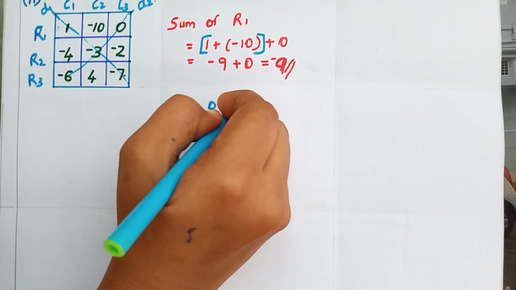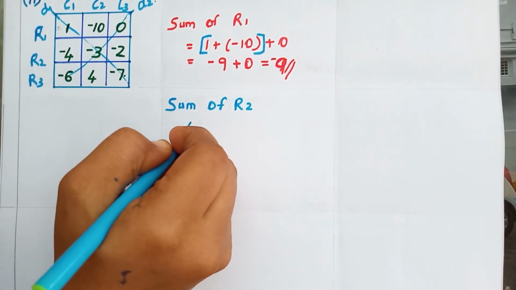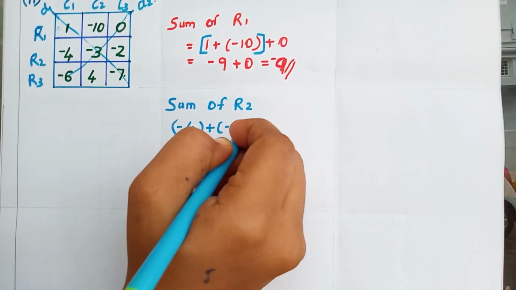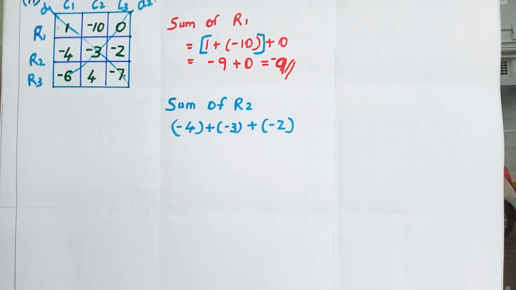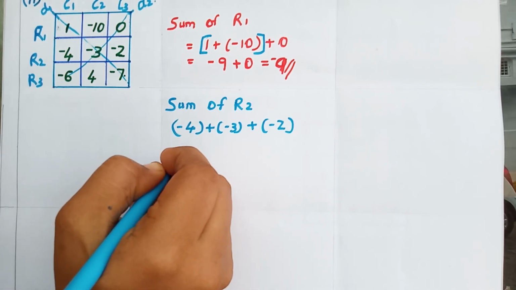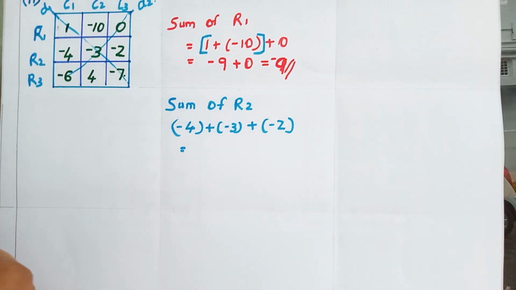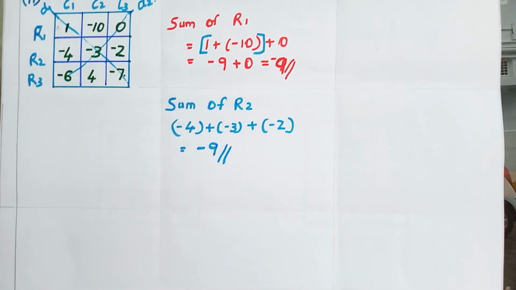Okay. Next we are going to find out the sum of the numbers in R2. What are the numbers in R2? Minus 4 plus minus 3 plus minus 2. Here all are negative numbers, so just add all the numbers and give the sign as negative. So minus 4 plus minus 3 plus minus 2, minus 9 is the answer.